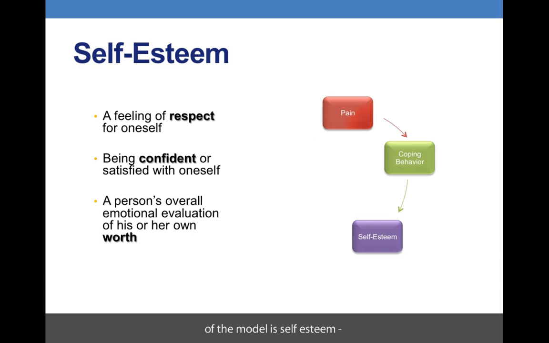The third aspect of the model is self-esteem, a feeling of respect for oneself, being confident or satisfied with oneself, or a person's overall emotional evaluation of his or her own worth. As the individual continues to have success in using their new positive coping behaviors and refraining from engaging in old compulsive behaviors, the individual will begin to rebuild their self-esteem.